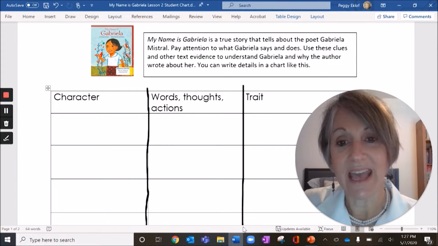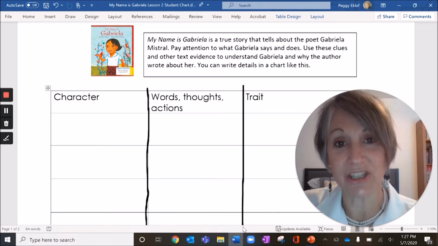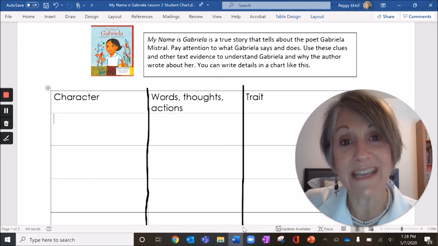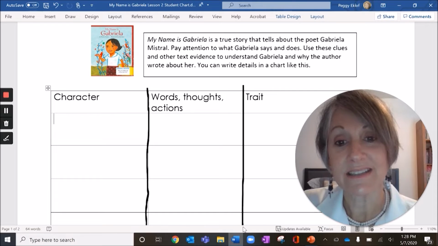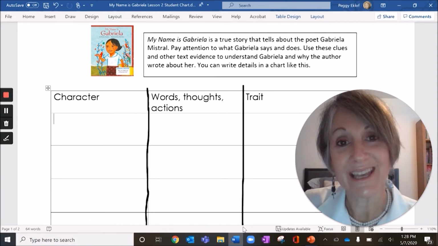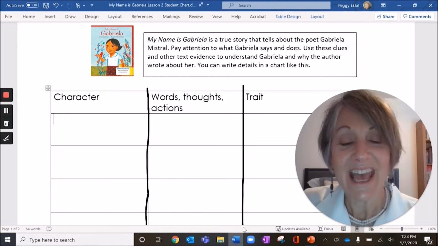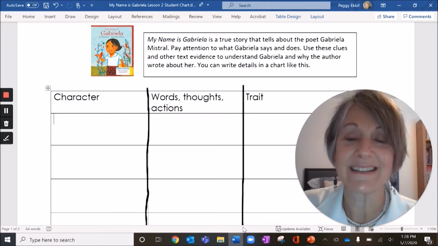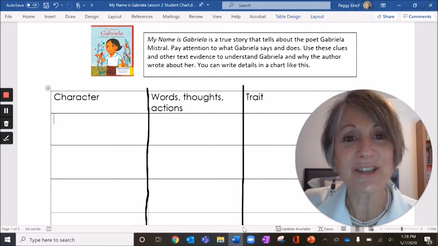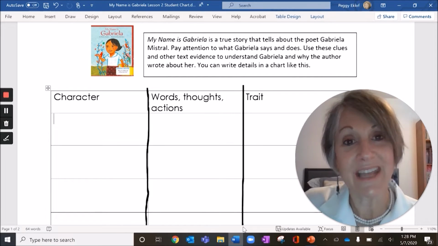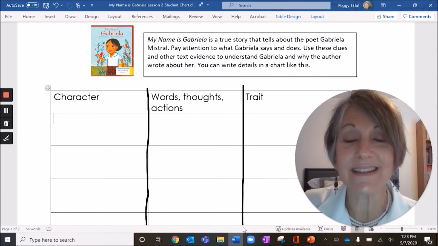In the second column, I have words, thoughts, and actions. Those are things that the characters do. Words, W-O-R-D-S, thoughts, T-H-O-U-G-H-T-S, and the word actions, A-C-T-I-O-N-S. The last column we have is the word trait, T-R-A-I-T. And traits are something that tell us about the character or the person that we're reading about. So today we're going to be looking at the words and the actions and the thoughts of Gabriela and what they tell us about her as a person.